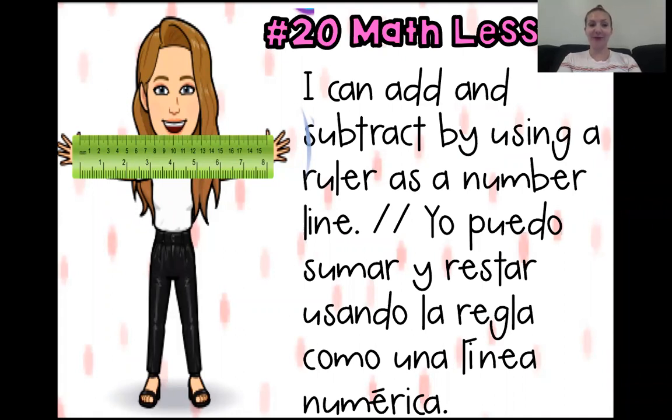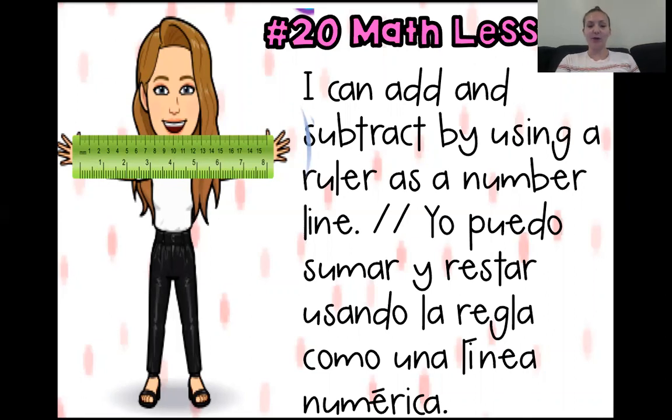So we're on lesson 20 about measurement, but today we're going to be adding and subtracting using number lines. So let's see what our learning target is. Vamos a ver cuál es el objetivo de hoy. I can add and subtract by using a ruler as a number line. Yo puedo sumar y restar usando la regla como una línea numérica.